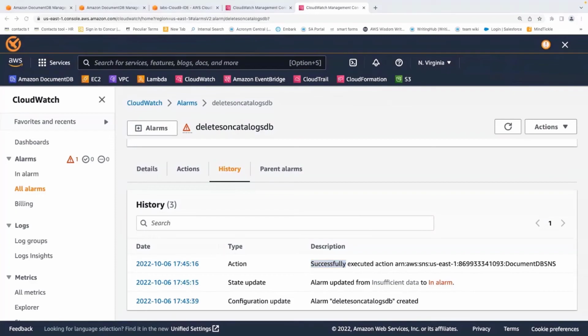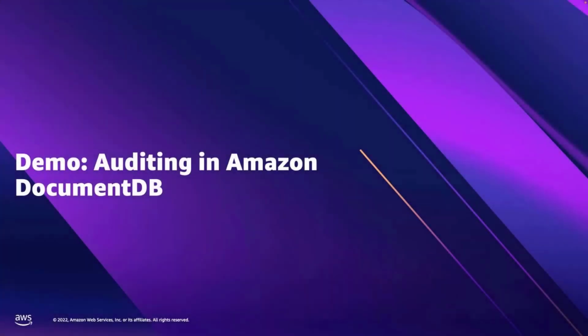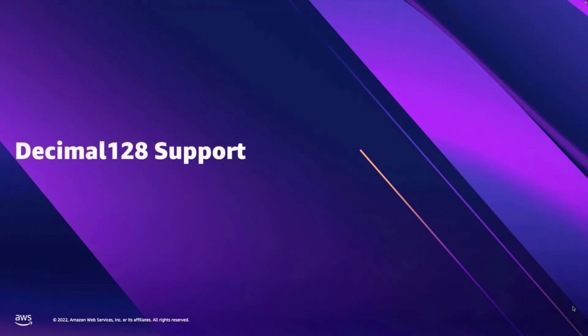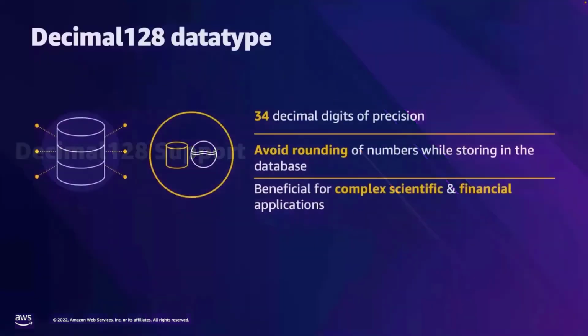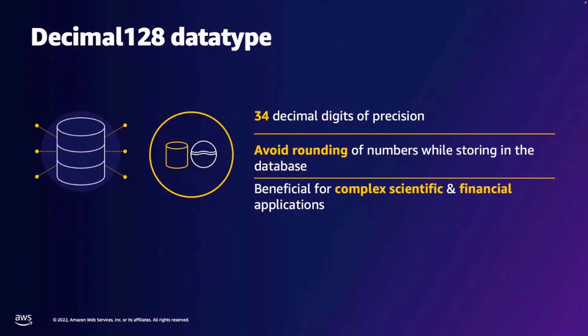Now, let me move on to the next topic, Decimal128. Customers in financial and scientific sectors needed to perform high precision calculations, and they needed support for Decimal128 data types. So we built in that support for Decimal128 for our enterprise customers and other customers. Decimal128 is a BSON data type and provides 128 bits of decimal representation supporting 34 decimal digits of precision. With Decimal128 support, you can store the exact values in the database, eliminating rounding errors.